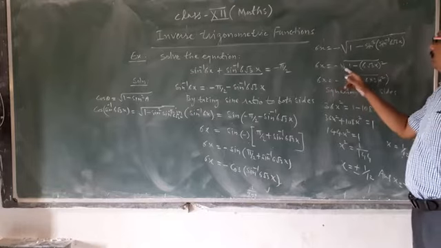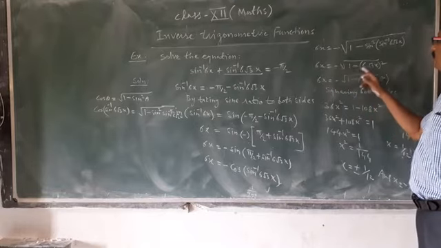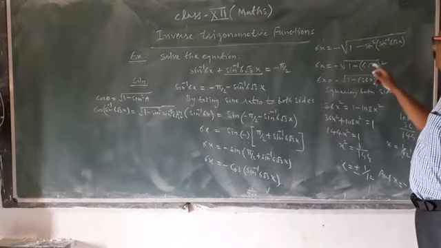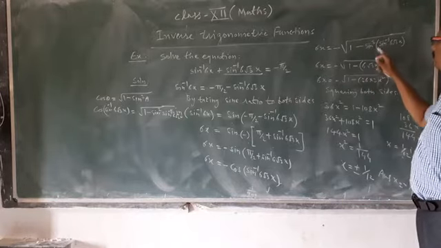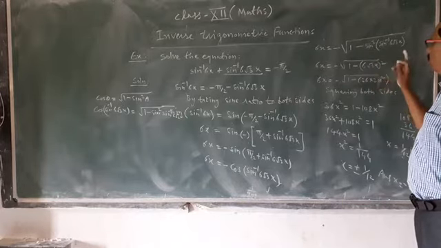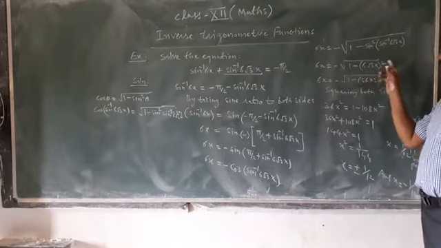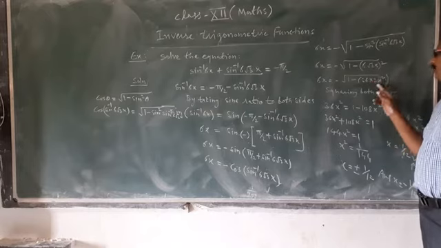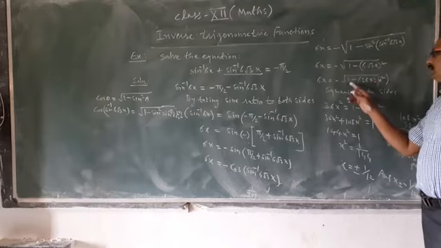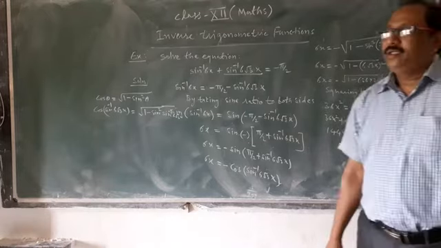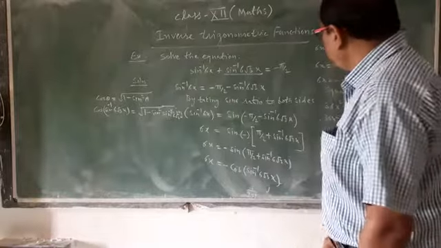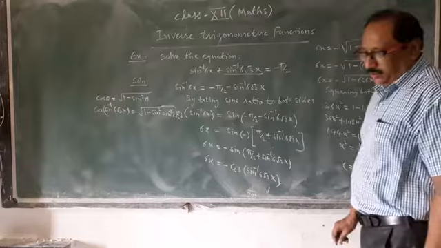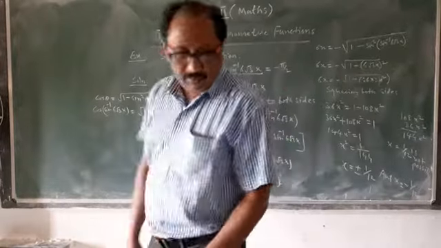Means 6x is equal to under root of 1 minus sin square theta. Sin inverse of 6 root 3x means 6 root 3x, square is there, therefore whole square. Means 6 square 36, root 3 square 3 and x square. Then to remove the under root sign, we have to square both the sides. Therefore, squaring both sides, we get this one. Then you take the next example.